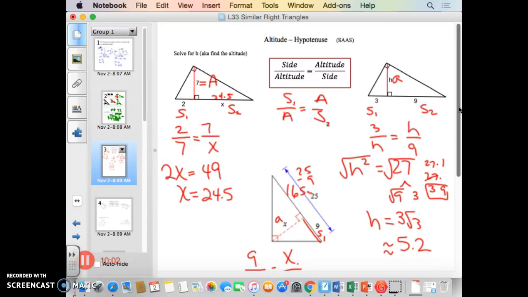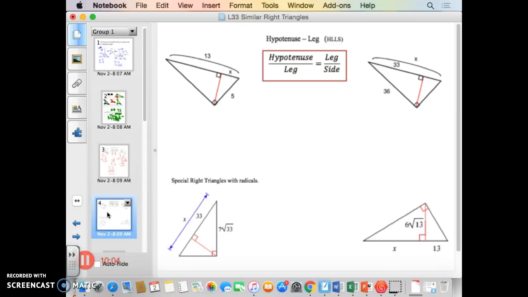The second one is, you'll notice when you're looking at our other ratio, the altitude is there to make the three triangles, but you don't have any information about it. And so we call this the hypotenuse leg theorem, where it's HLLS. So the first thing you want to look at is the big triangle. If you look at the big triangle, this is the hypotenuse. So that's the first thing you want to put down.